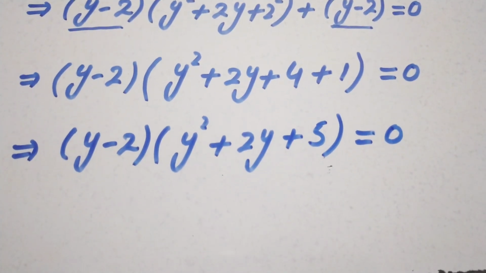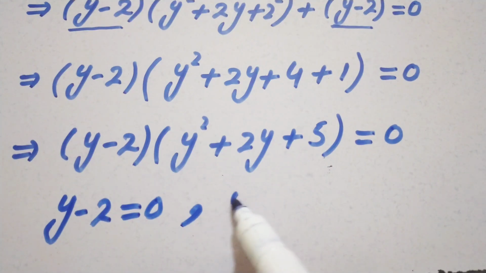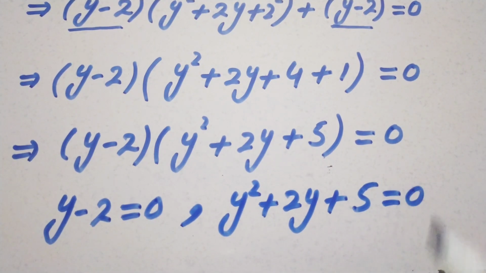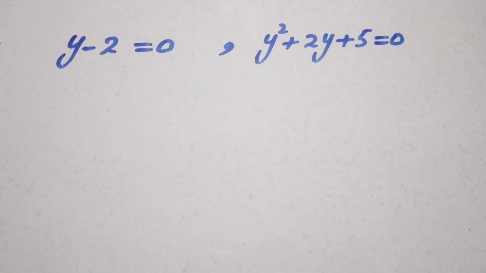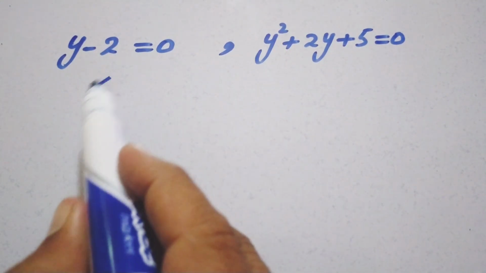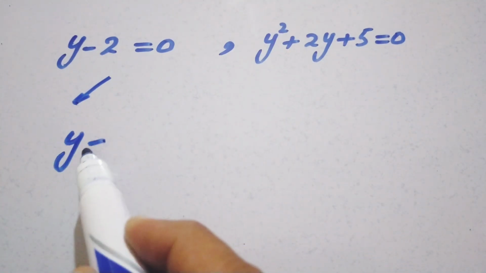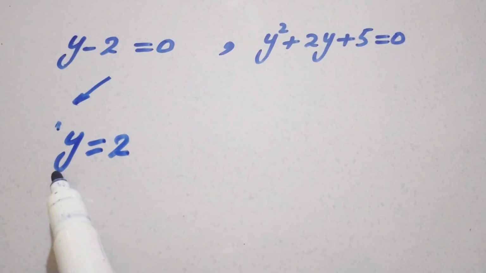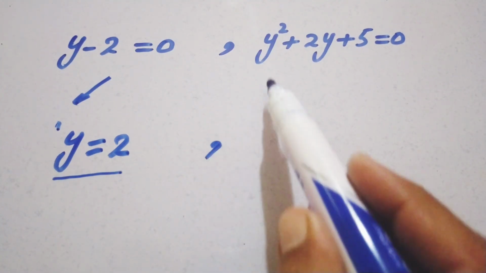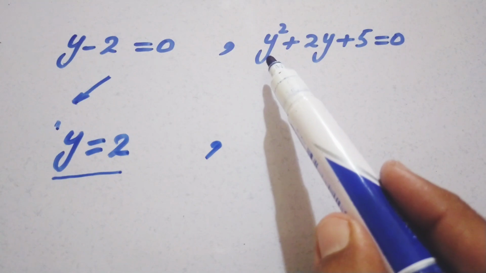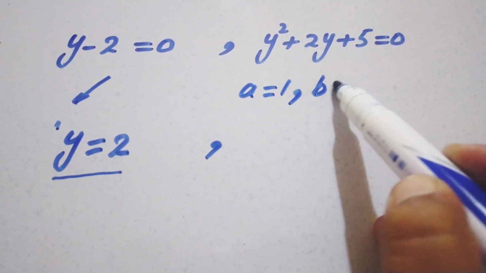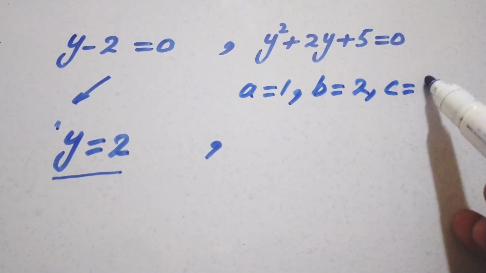Now using zero product rule, we get y minus 2 is equal to 0, and y squared plus 2y plus 5 is equal to 0. Now from this y minus 2 is equal to 0, by moving minus 2 from left hand side to right hand side, we get y is equal to 2. And this is a quadratic equation, so we can solve this by quadratic formula. Here a is equal to 1, b is equal to 2, and c is equal to 5.